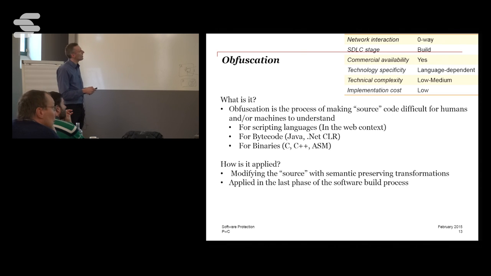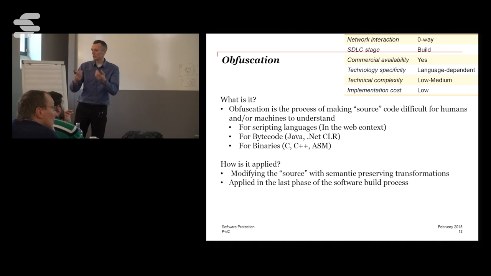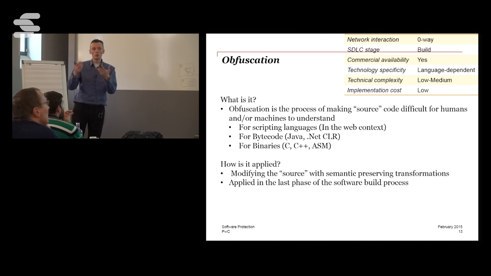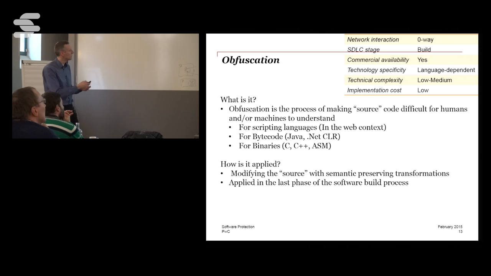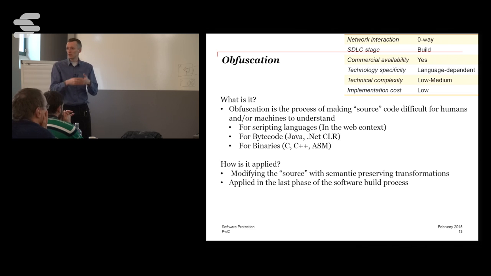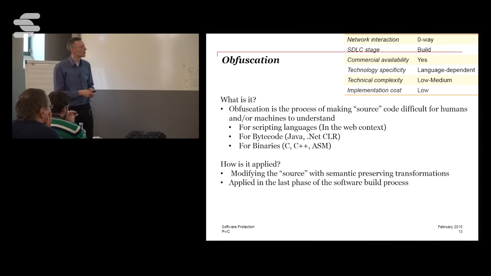So first of all, one of the characteristics, what's the network interaction model that this protection technique has? Is it zero-way, one-way, two-way, or N-way? Explained before what that means. Second one is, what's the typical phase where you would implement this protection technique? So where in the software development lifecycle you would actually have to do particular actions in order to implement the technique in your software. In this case, it could be in the build phase.